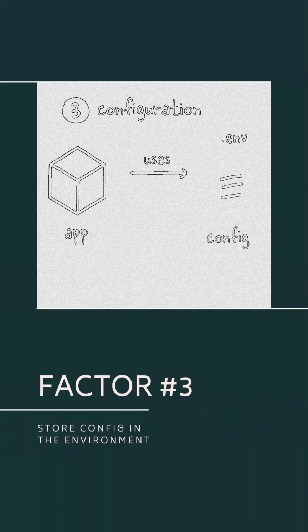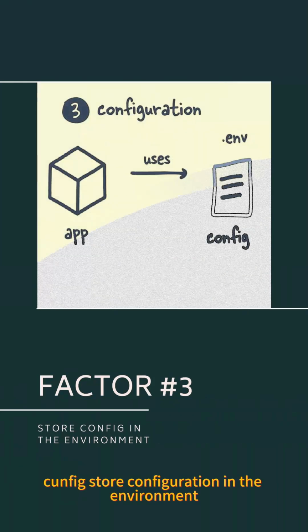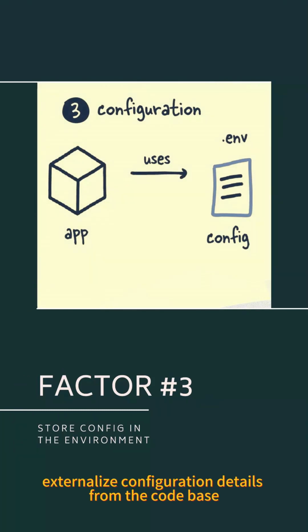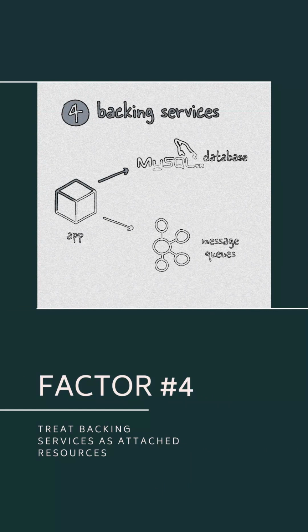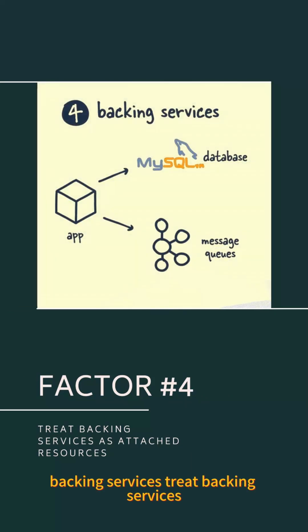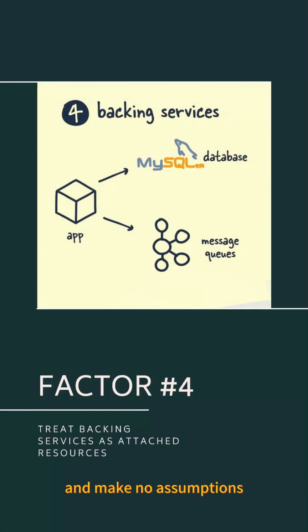Factor number 3. Config. Store configuration in the environment. Externalize configuration details from the codebase, using environment variables to configure different deployments. Factor number 4. Backing services. Treat backing services, such as databases, queues, caches, as attached resources. Connect to them via network-accessible URLs, and make no assumptions about their location or availability.